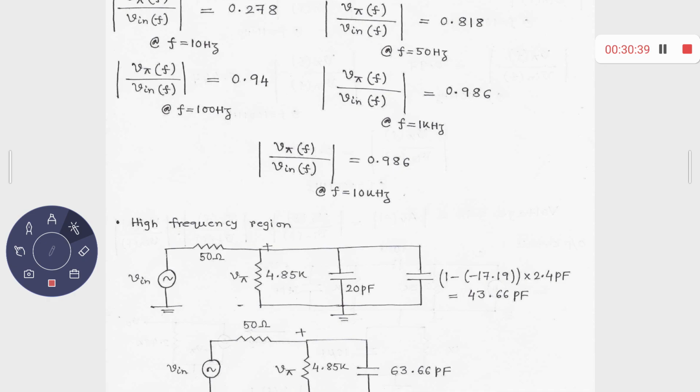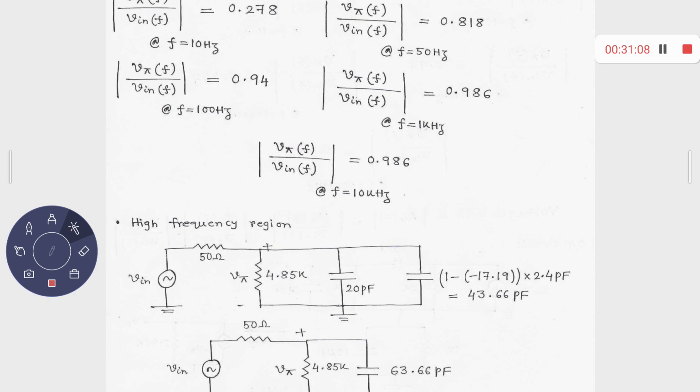Miller effect: you have to consider 1 minus A times C mu, because I am decomposing the C mu capacitor between the input and the output terminal. So 1 minus A times C mu, where A is minus 17.19 and C mu is 2.4 picofarad. Any doubt? Which one?